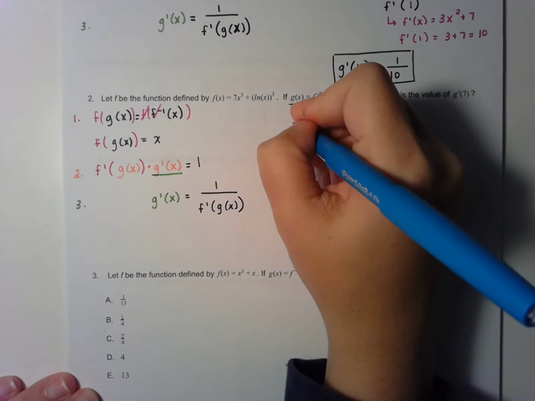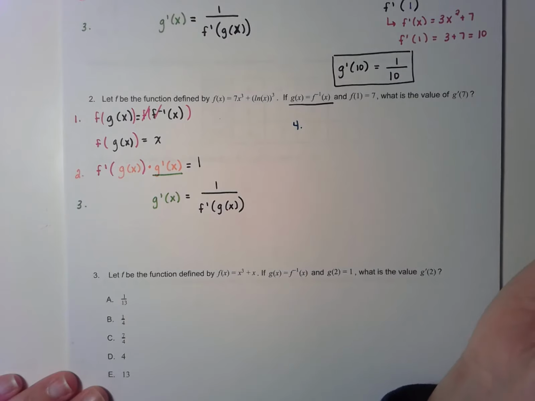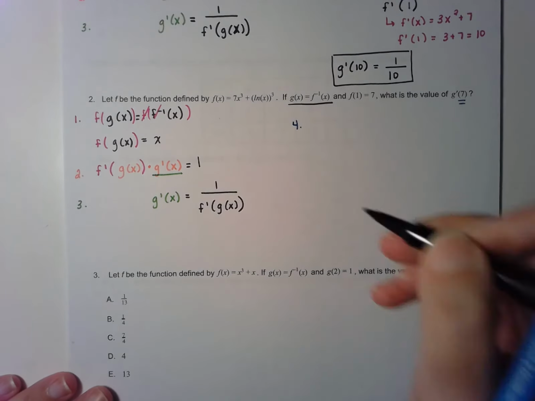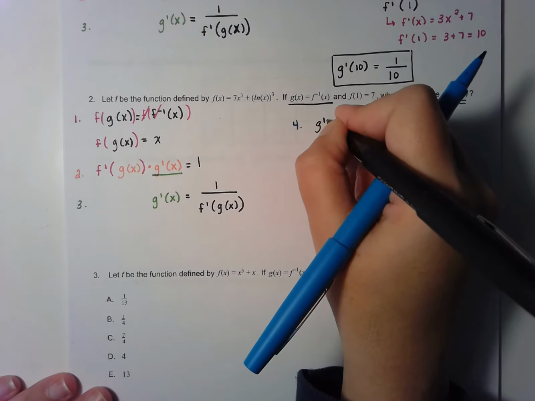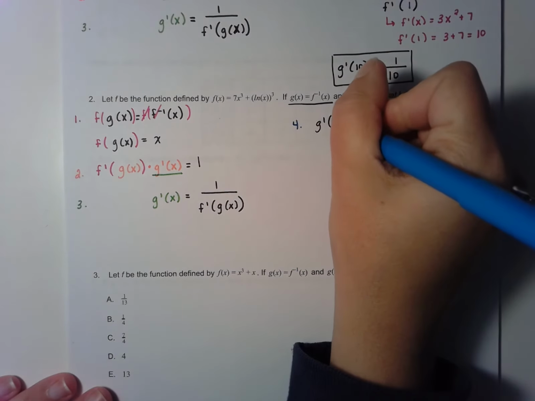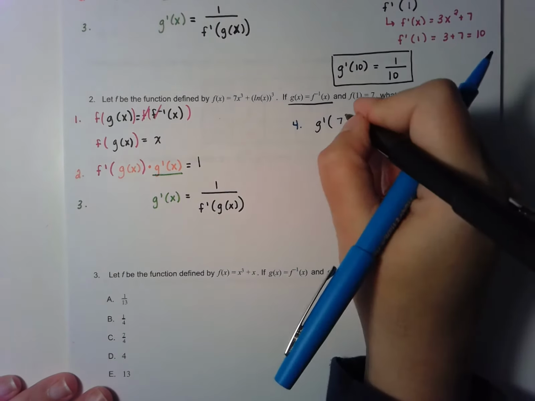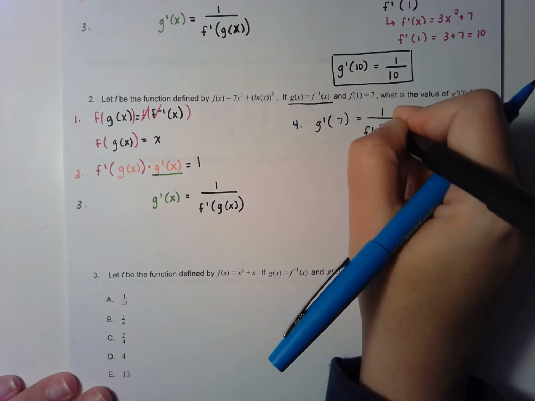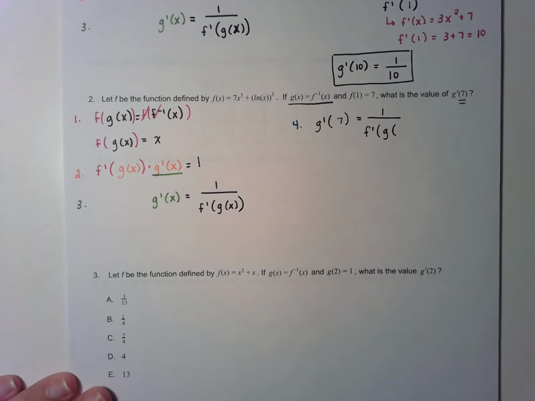Now my 4th step here is going to be to substitute and simplify. So I want to know g prime of 7 means I'm going to plug in the number 7. So g prime of 7 equals 1 over f prime of g of 7.